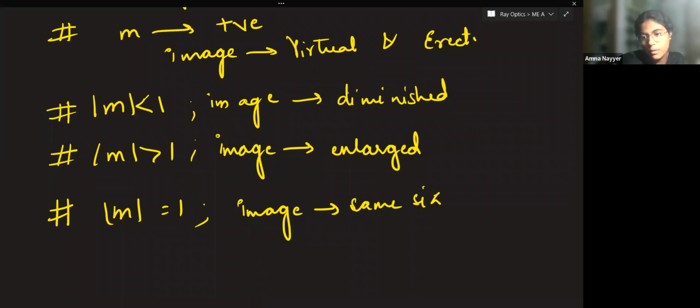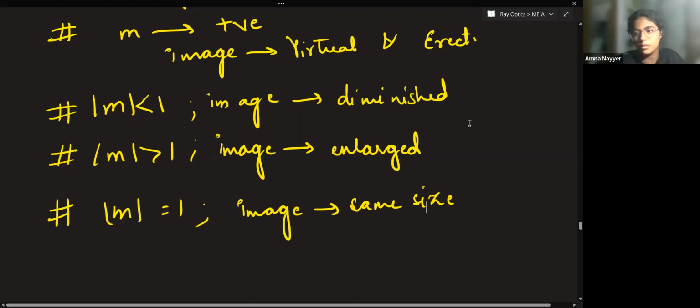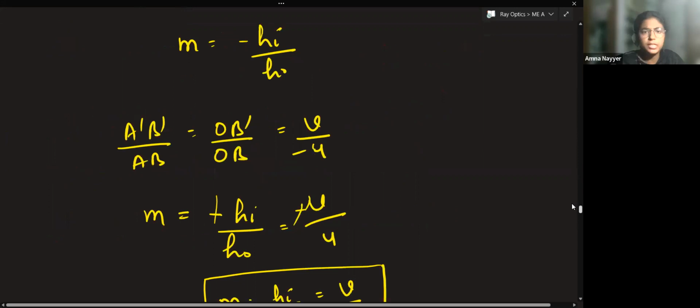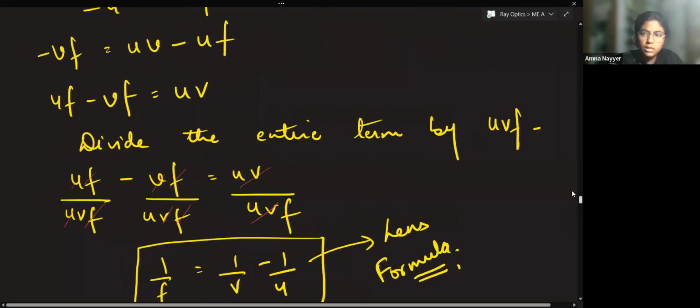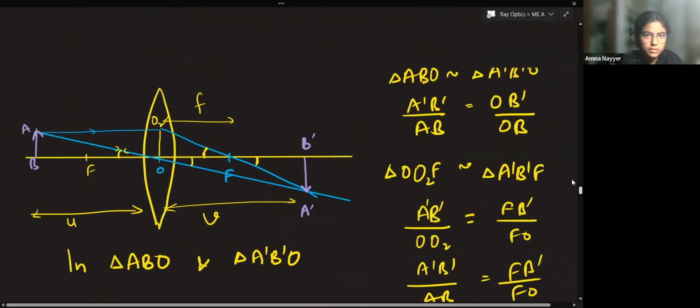Class, soon ray optics will be over. Start preparing for it. We'll be having a test of it soon. Reflections, I think I have sent you the scores for the reflections test. Note this down. The numericals we'll do after this lens formula.